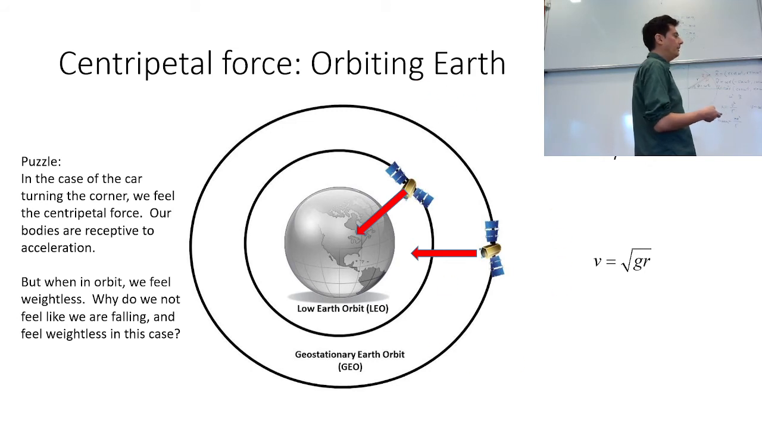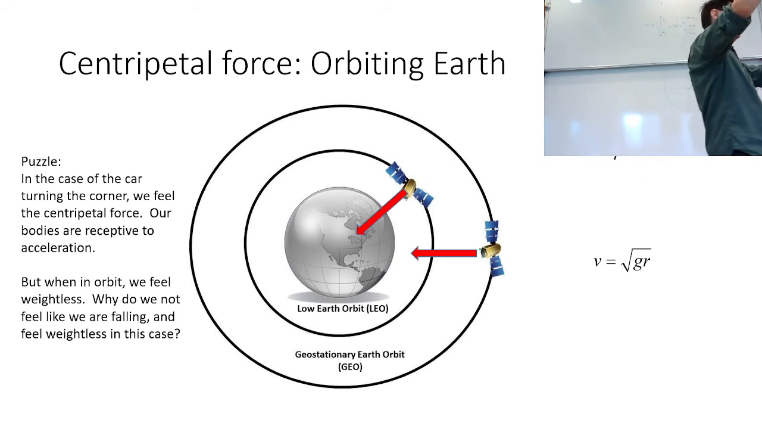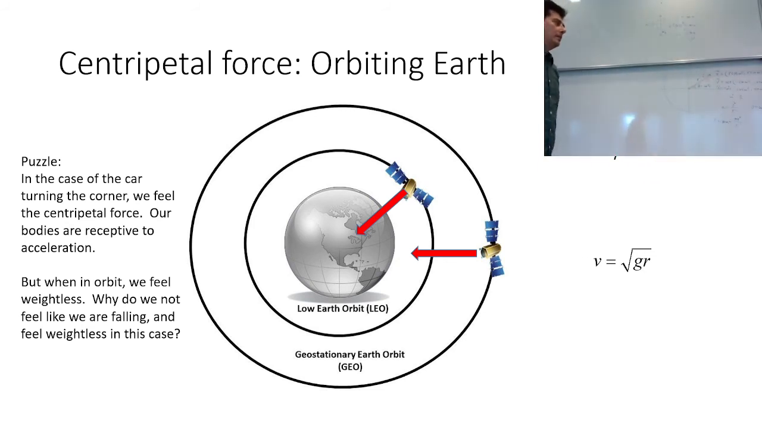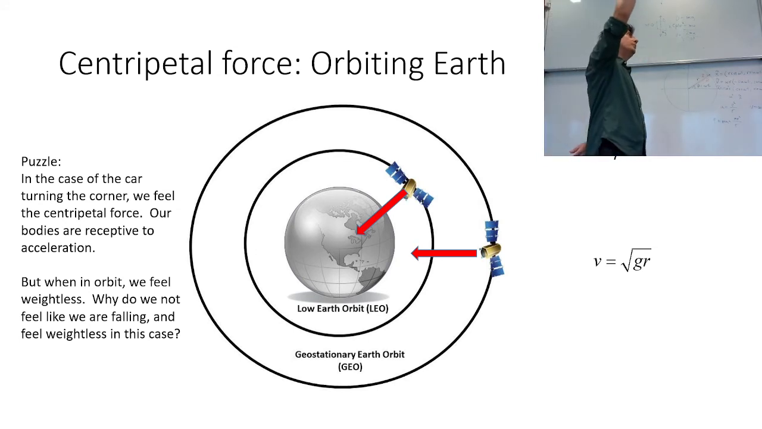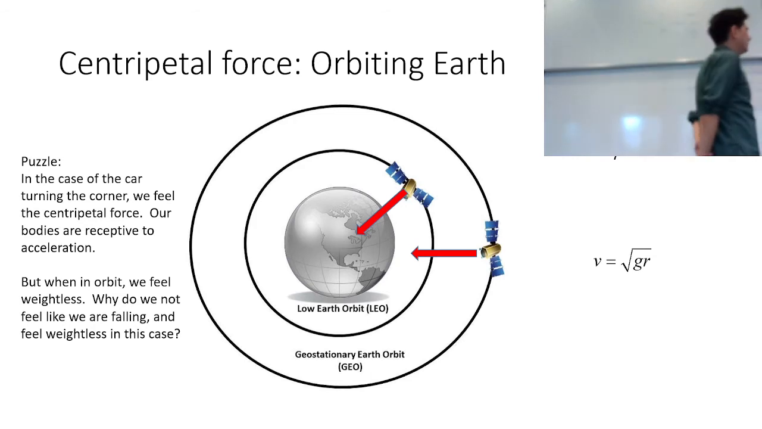So geostationary means it's at an orbit such that it's timed exactly with the rotation of the Earth. So a geostationary satellite will basically always be above you, because it follows the Earth's rotation.